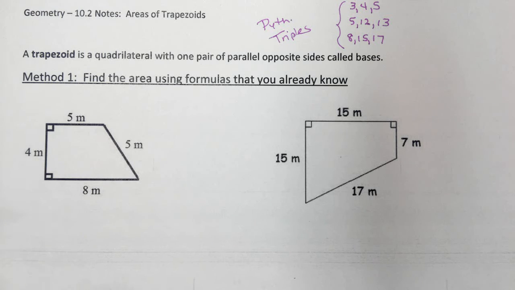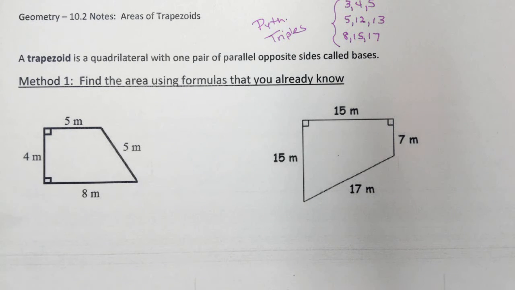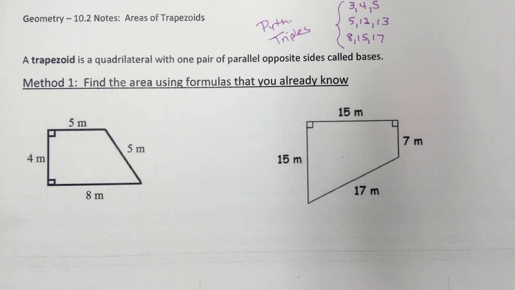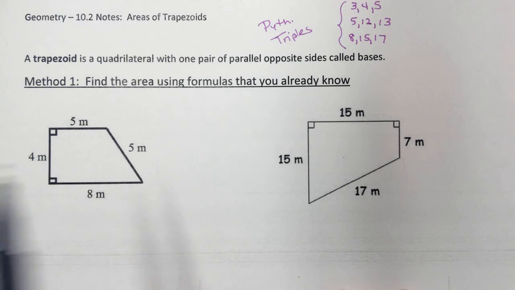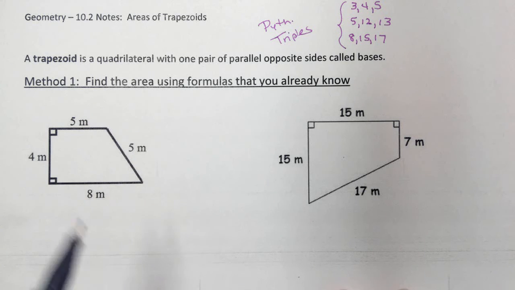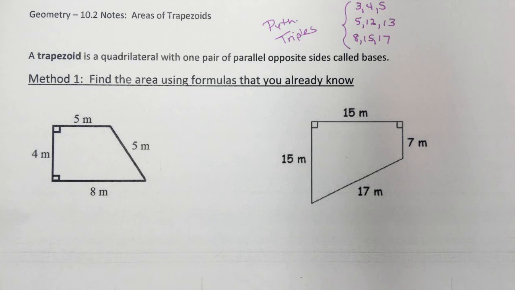Now that we've conquered parallelograms and triangles, we're moving on to other polygons. Today is just about trapezoids, and we'll throw in some mixed review at the end. Trapezoids, we learned in chapter 6, were quadrilaterals that had one pair of parallel sides, opposite sides, that were called bases. When you find areas of trapezoids, you really have two options.